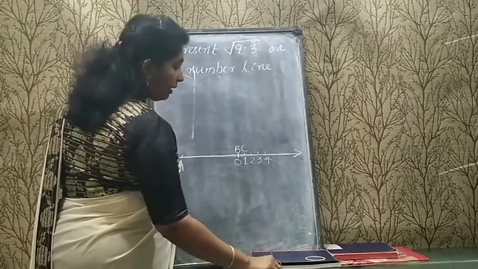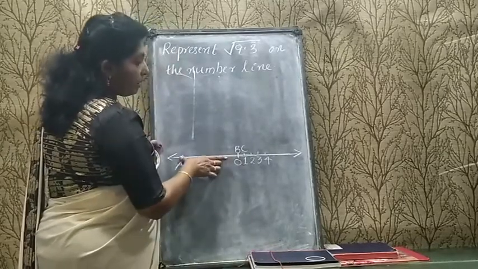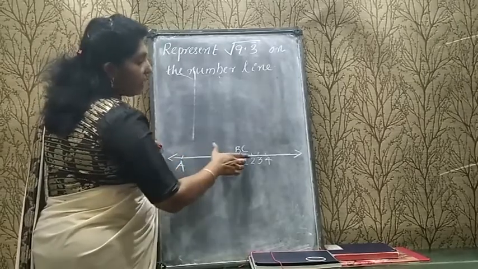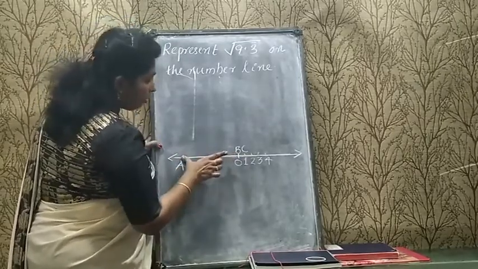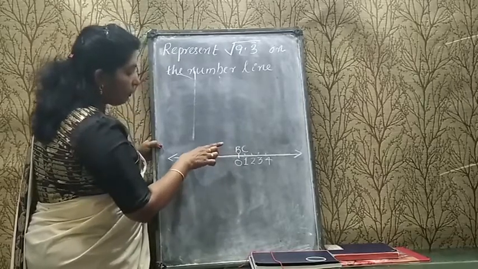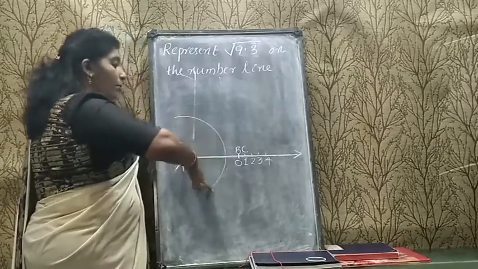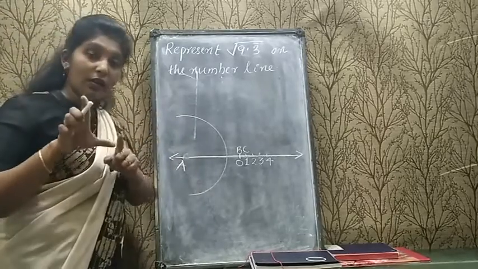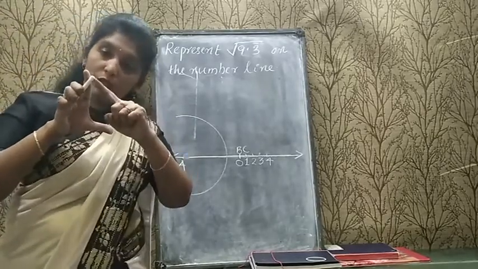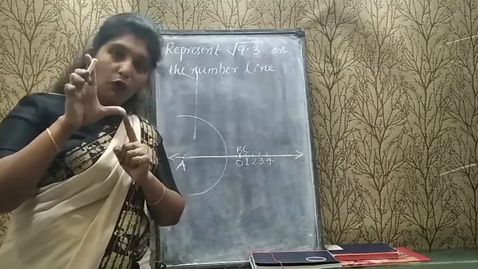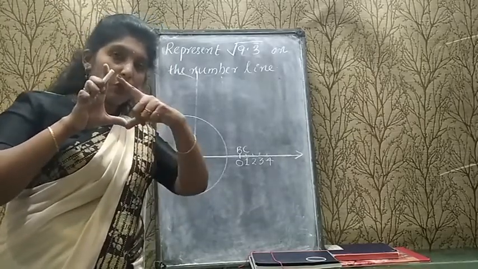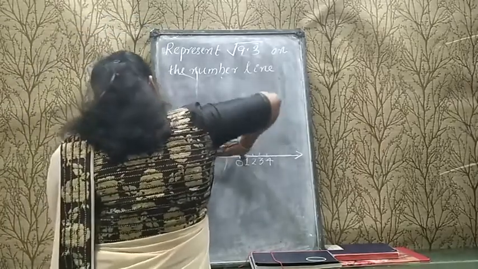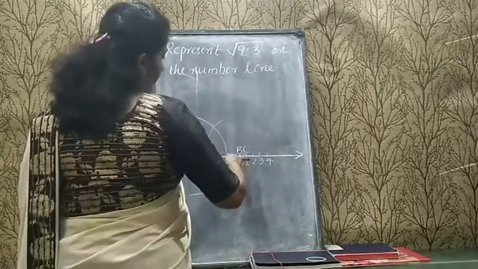How will you do it? First of all, you have to take the compass. More than half of the distance from A to C you have to take. The total distance is A to C, so more than half of AC you have to take in your compass. Keep at A and mark an arc. Without changing the radius, meaning from here to here, this is your pencil and this is the needle of your compass. This much distance, don't change it now. Keep at the point C and mark the arc.